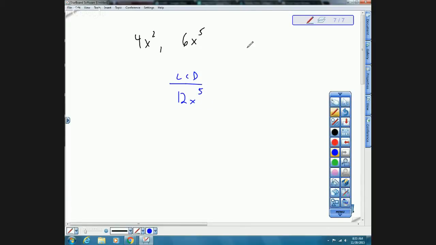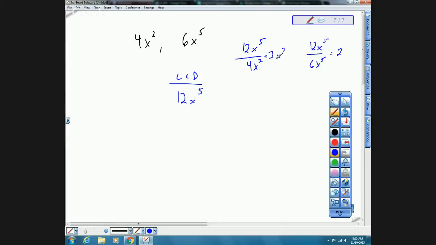Because again, what I'm doing here is I'm finding the smallest number that I can divide these into. So if I did 12x to the 5th divided by 4x squared, that comes out even. 12 divided by 4 is 3, and it'd be x cubed. Or if I did 12x to the 5th divided by 6x to the 5th, that'd be 2, and the x to the 5th would cancel out.